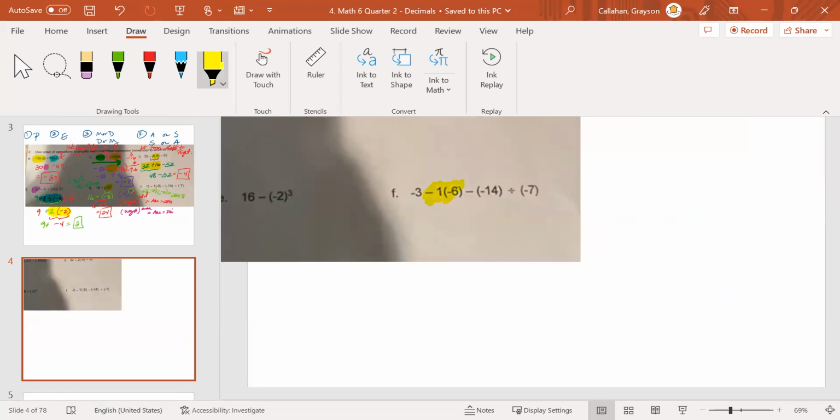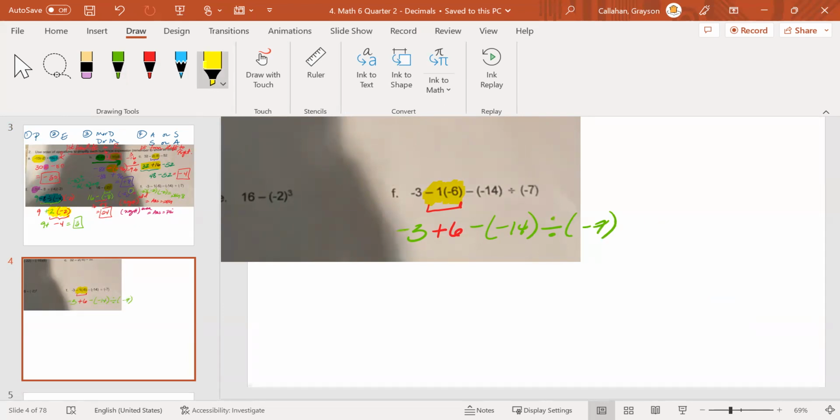First thing I notice, going from left to right, there is a multiplication, okay? There is a division on the right side, but again, it's first from left to right. Do you understand that? Left to right. So this piece right here gives me a positive 6. Negative 1 times negative 6 is a positive 6. Then you write everything else down exactly the way it is, so you're not missing anything.